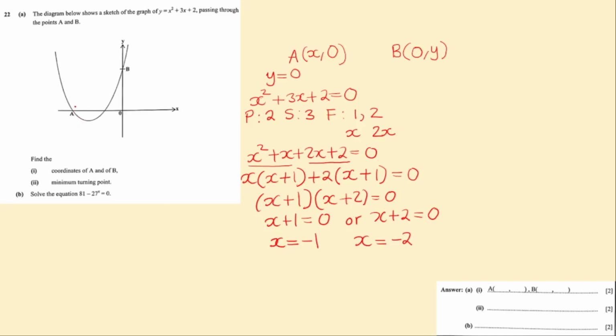So this and this is being represented by either of these now. This part is -1 and this one here is -2. So therefore, the coordinates of A will be equal to -2, 0.